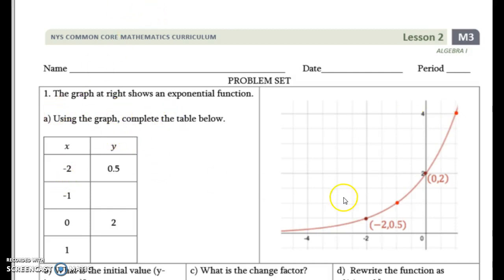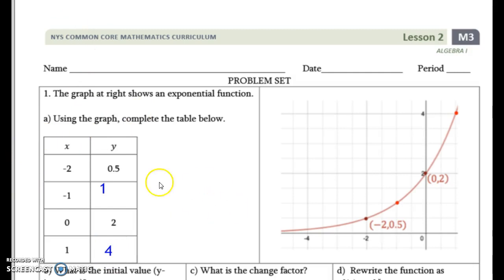Anyway, it says using the graph complete the table below. We can see that (-2, 0.5) is one of the points that they gave to us. The next point here is (-1, 1). So this value is 1. And I might have thrown you off a little bit because these lines all represent 1/2. They don't represent 1, they represent 1/2. (0, 2), it's right there. And then (1, 4) is the next value.